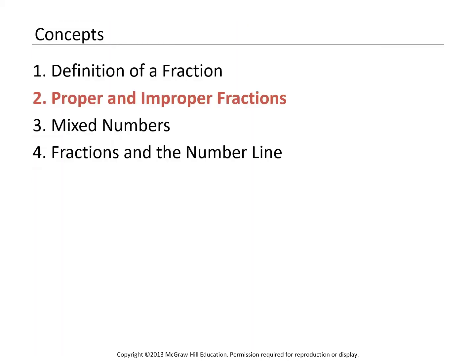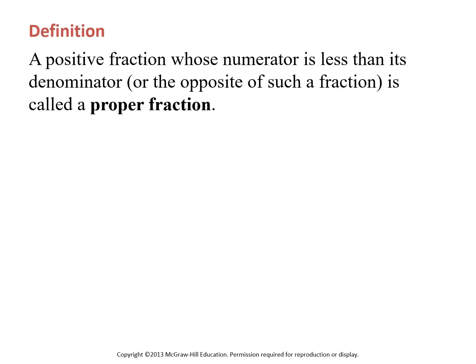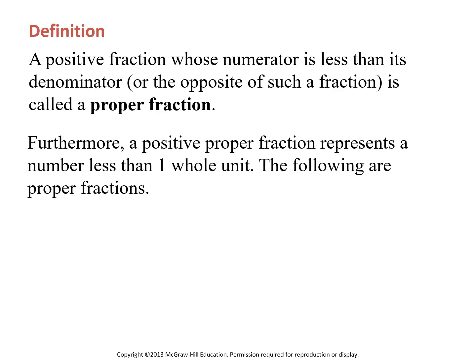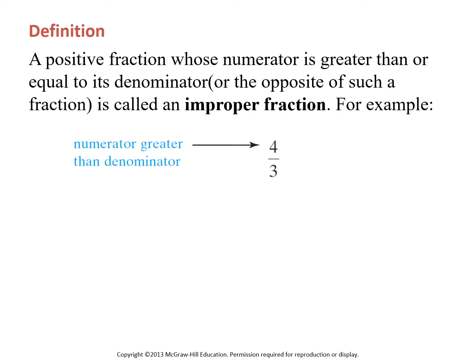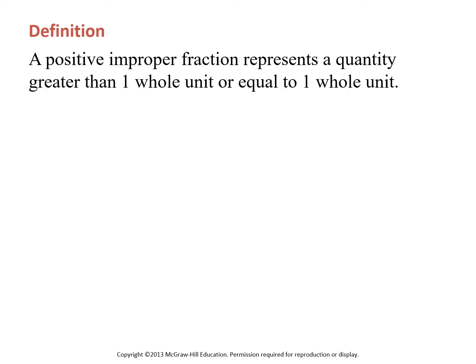So next we're going to look at proper and improper fractions. A proper fraction, the numerator is less than the denominator, and its value is less than 1. So this is an example of a proper fraction. 1/3, 6/7. These are proper fractions. An improper fraction, the numerator is greater than or equal to the denominator, and its value is greater than or equal to 1. So 4/3 and 7/7 are improper fractions.